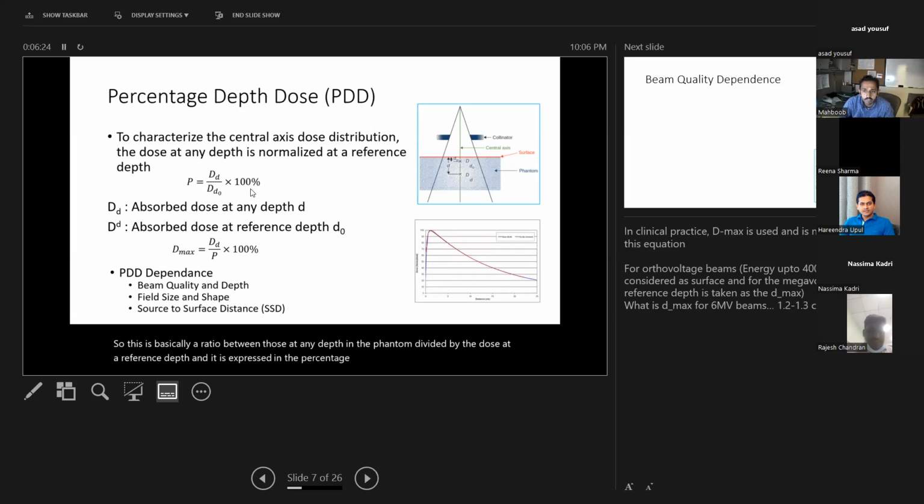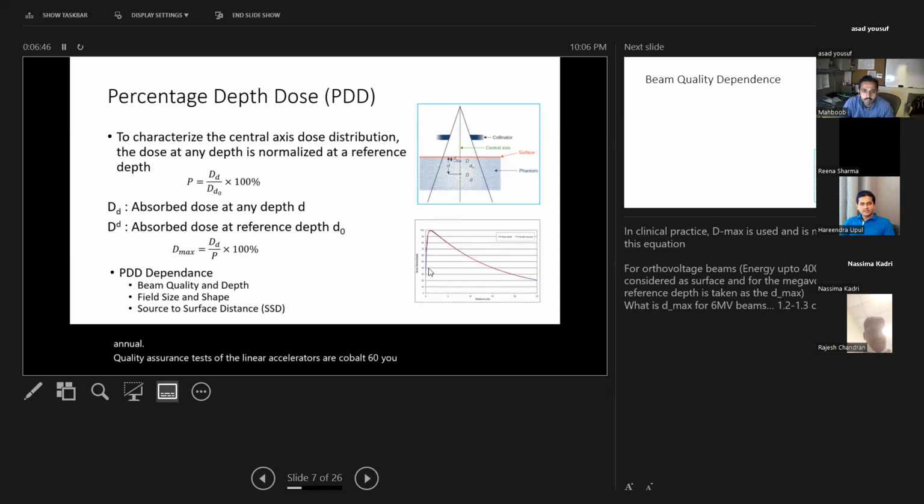In the clinic, most of the time we use the maximum dose as the reference, and the maximum dose is derived from the same expression in terms of the PDD. Most of you might be familiar with the PDD curve from every annual quality assurance test of the linear accelerators or Cobalt 60.